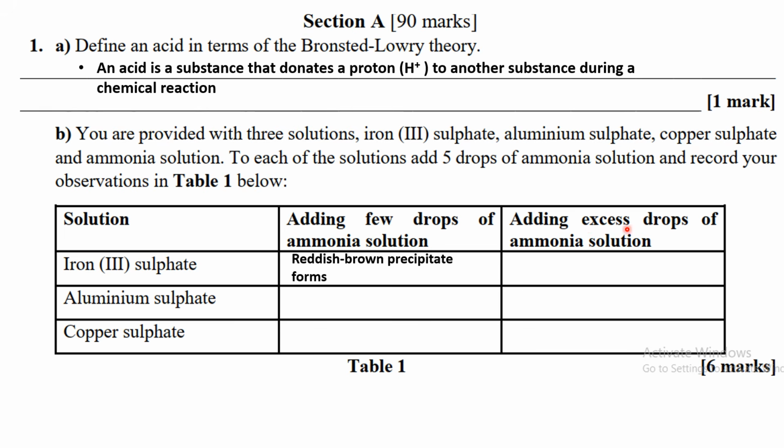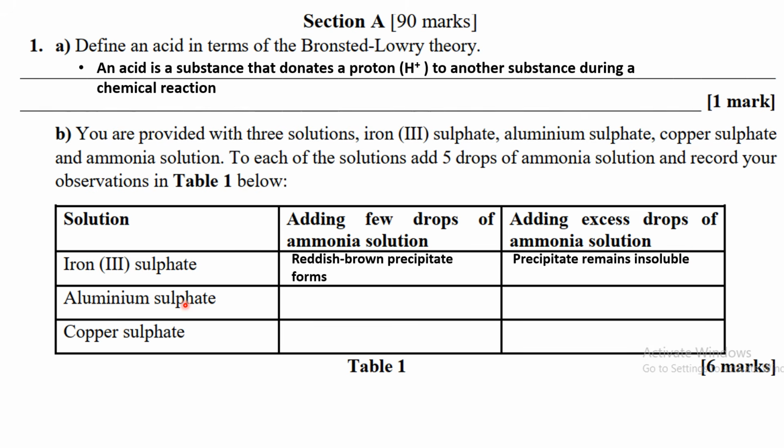The word excess means extra. So adding extra drops of ammonia would really maintain the same precipitate, but it will not dissolve. The precipitate remains insoluble. Insoluble means it remains undissolved. All right, that was iron sulfate, when you add a few drops of ammonia and when you add excess drops of ammonia.